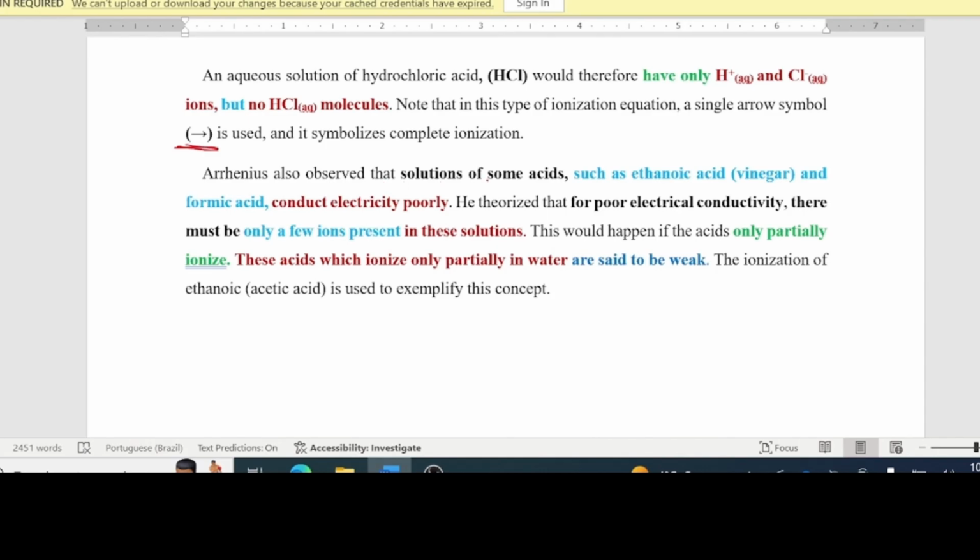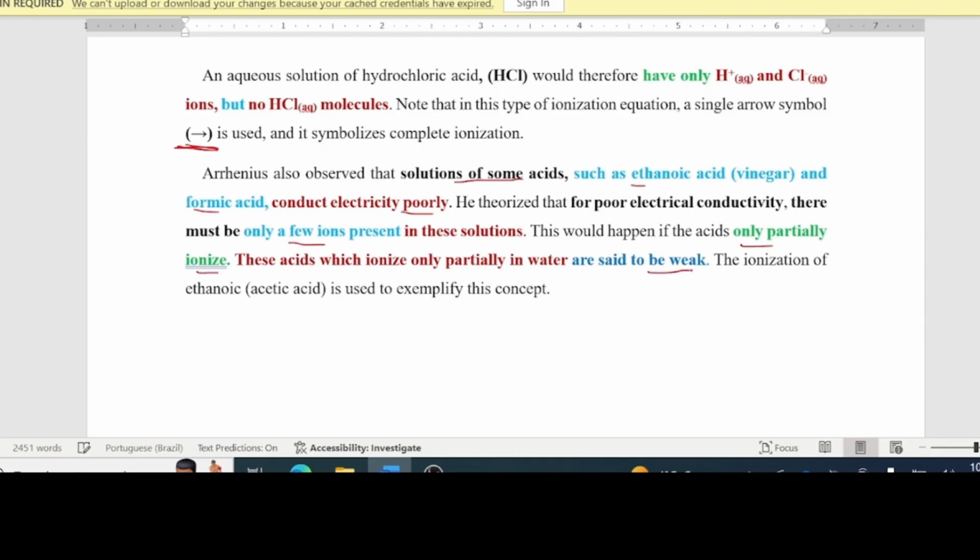Arrhenius also observed that solutions of some acids, such as ethanoic acid, or vinegar, and formic acid, and so on, conduct electricity poorly. He theorized that for poor conductivity, there must only be few ions present in these solutions. This is what will happen if the acid only partially ionizes. And because they only partially ionize, they're said to be weak.